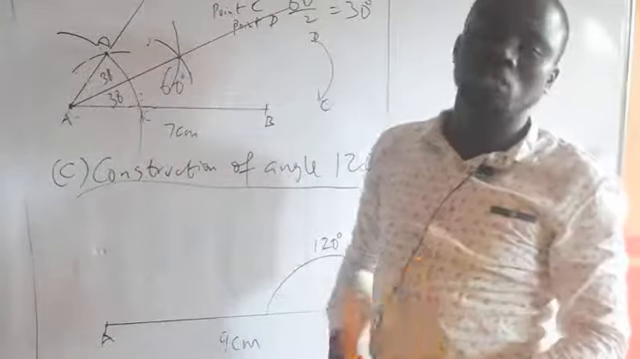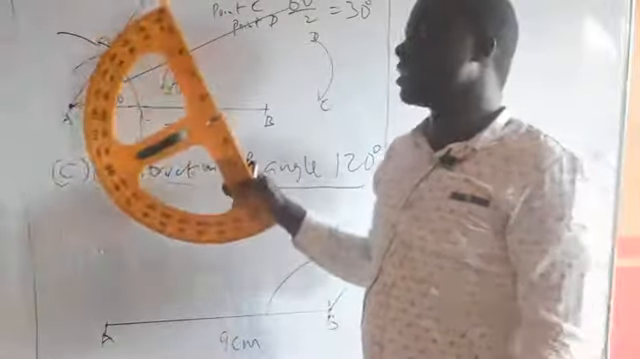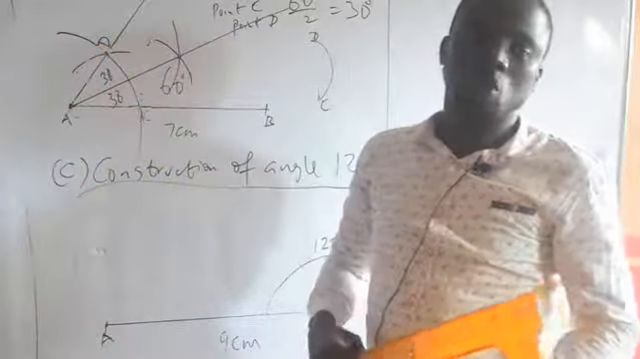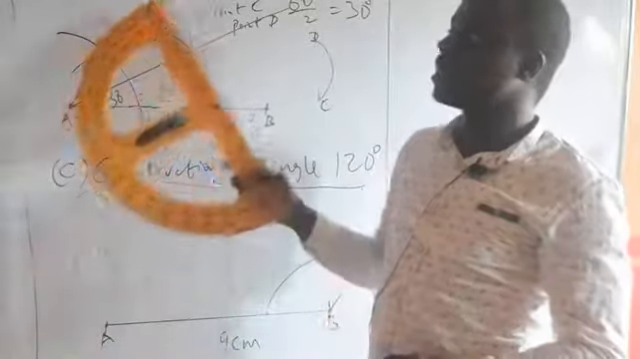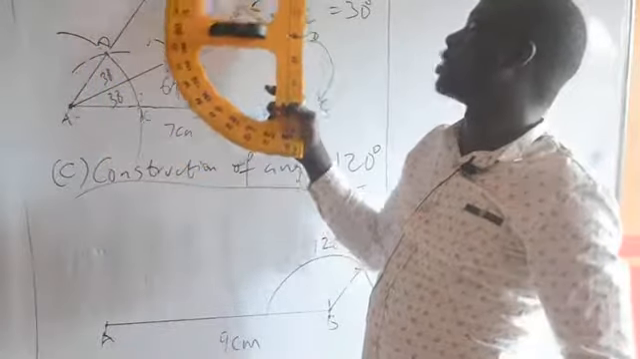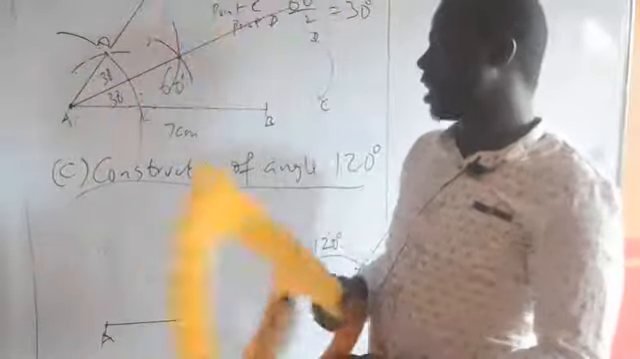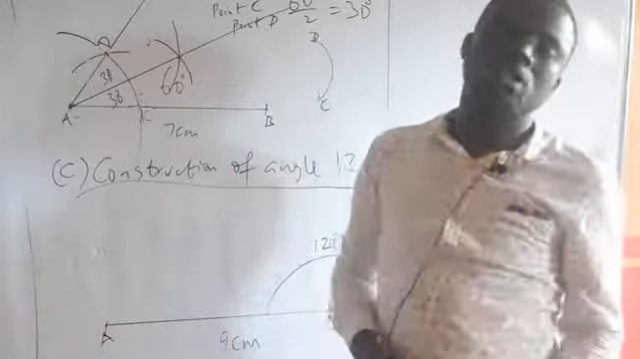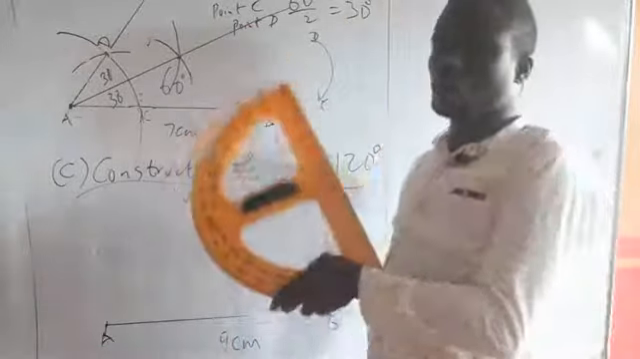Your assignment is to practice these ones that I have drawn. Are you getting it? Practice how to present a line segment, how to construct angle 60 and 30, and how to construct angle 120 degrees. We'll continue from here next week.